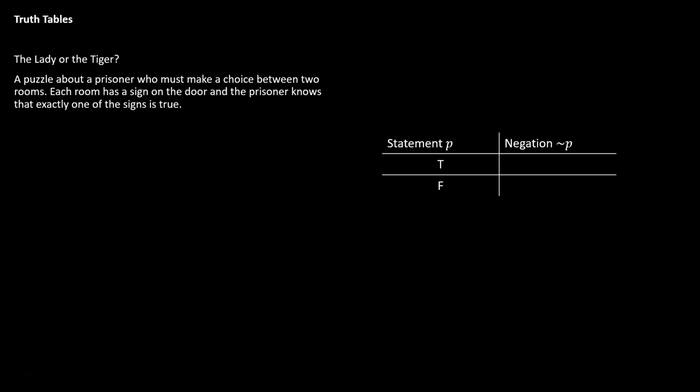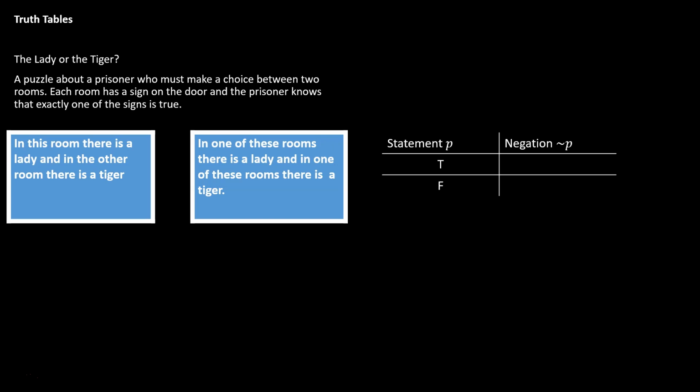So we have two doors. Basically, he's going to open one of these doors. And before he opens the door, he's going to read what's on the door. The two doors have the following signs. One door says, in this room, there's a lady, and in the other room, there is a tiger. The other door says, in one of these rooms, there is a lady, and in one of these rooms, there is a tiger. Now, reading these, they both seem like they could be true, but we know that exactly one of these signs is true, which means one of these signs has to be false.